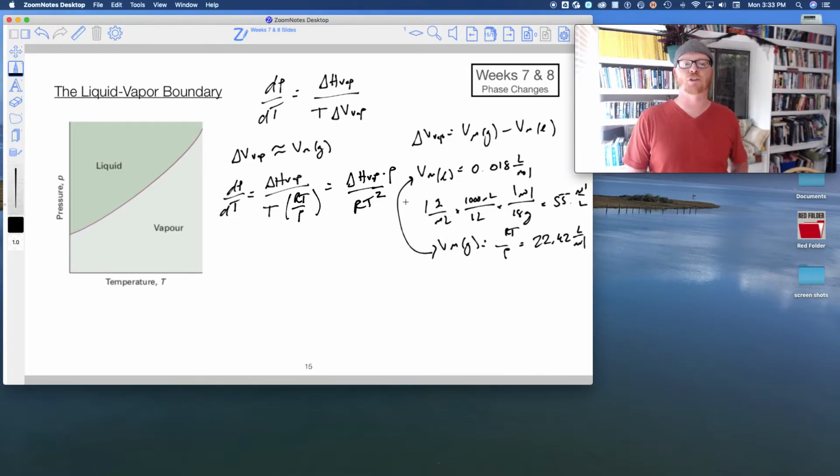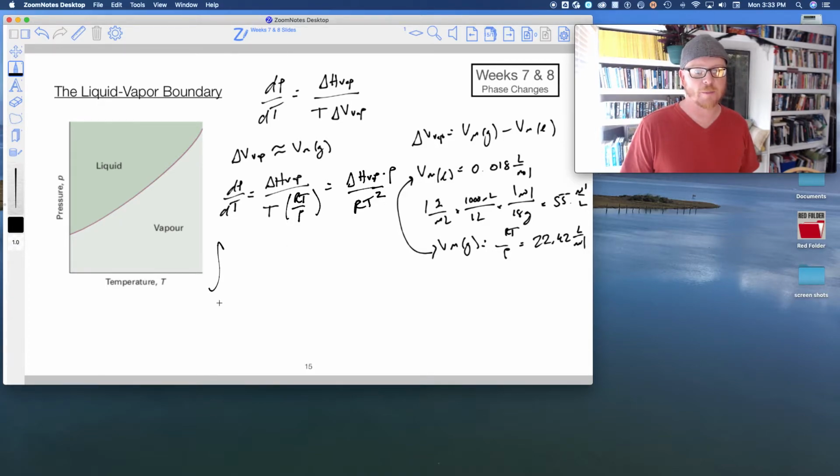So I just did some algebra there. I combine the T's, T squared. I have 1 over P, which just becomes P. And so this is now the equation that I'm going to integrate. Okay, so I've got dP over dT equals delta H times P divided by RT squared.